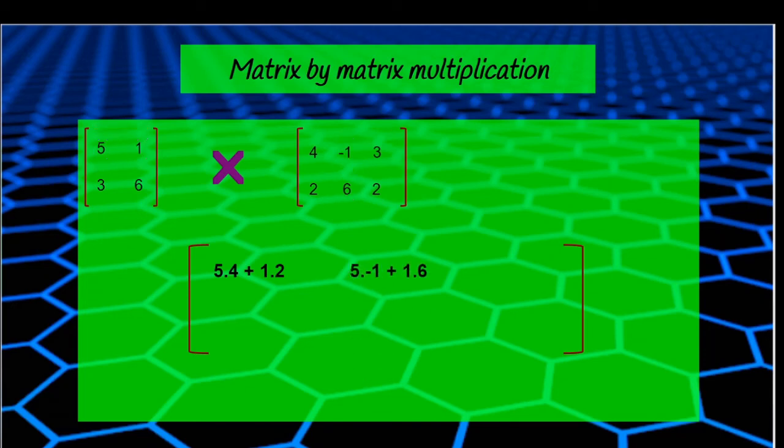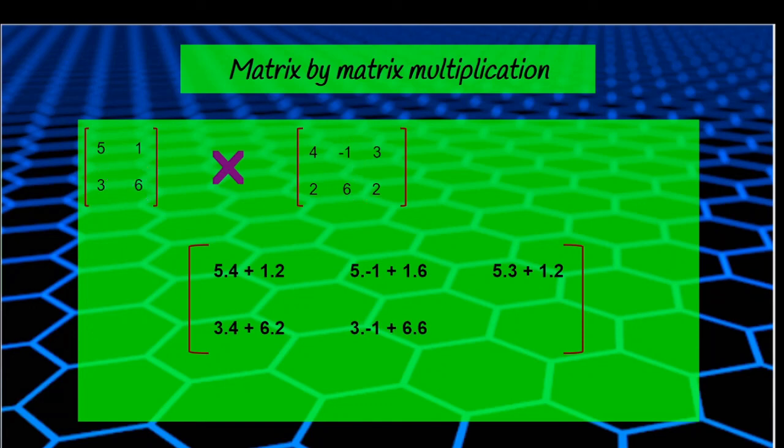Then we take the first row and the third column of the multiplicand. We multiply their first values, multiply their second values, and add them up together. Then we move to the second row of our multiplier and take it with the first column of our multiplicand. We take the first values, multiply them together, then the second values multiply together. When we add them, we place it here. Then we take the second row of the multiplier with the second column of the multiplicand. We multiply their first values, multiply their second values, and add them up together.